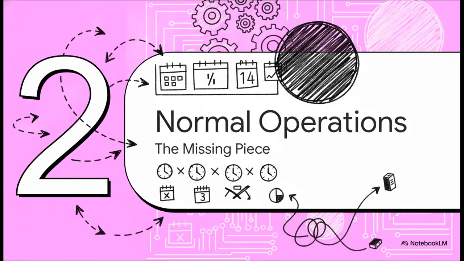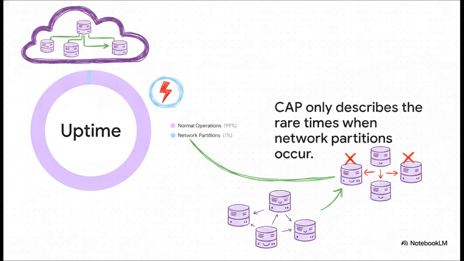Section 2. The missing normal operations. Because even if you frame CAP correctly, it still has a massive blind spot that ignores day-to-day reality. Think about it. CAP only describes the 1% of the time the network is actually broken. But astoundingly, it tells us absolutely 0 about the 99% of the time when the network is perfectly fine. For the vast, vast majority of your system's lifespan, there simply isn't a network partition.